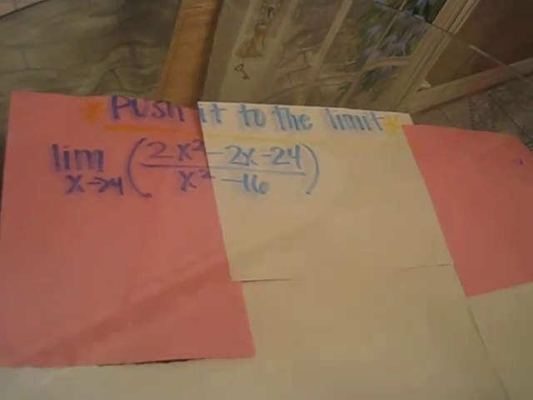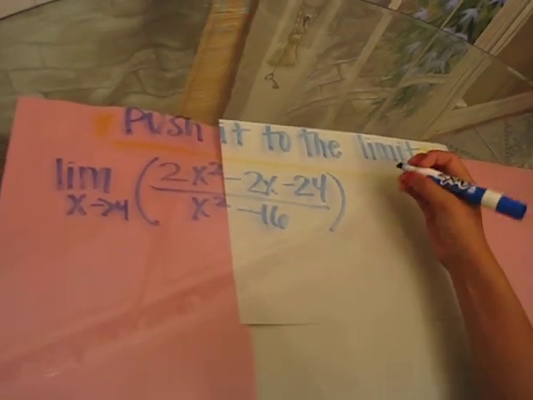Okay, the first problem we're going to be doing with you is a fairly simple problem, but it's just to get you started on how to solve using algebra. The first problem is the limit as x approaches 4 of 2x squared minus 2x minus 24 over x squared minus 16. The first step is to plug in. So we're going to go ahead and plug in 4 to each of the x's that we have.